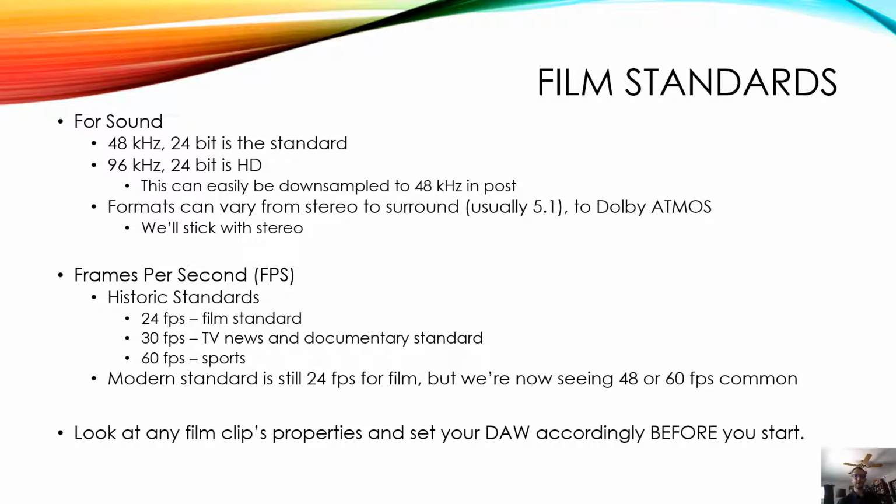With frames per second, there are a number of standards. Historically, it's been 24 FPS for film, 30 FPS for TV news and documentaries like the classic National Geographic specials, and 60 FPS for sports. This would allow slowing down things and getting those into the replays. The modern standard is still 24 FPS for film, but now it's becoming more and more common to have things shot at 48 or 60 FPS.